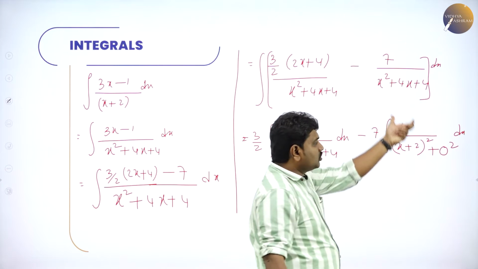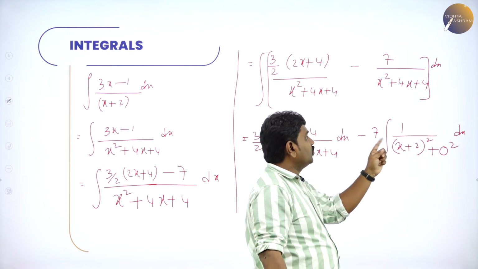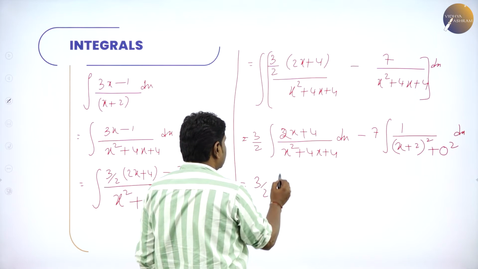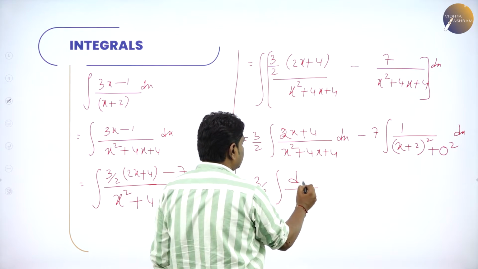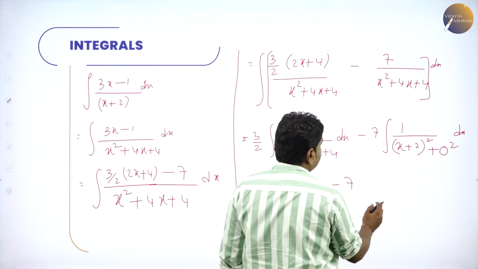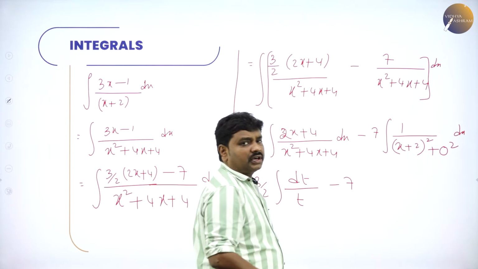What is x plus 2 the whole square? Minus 7 I took it out. I want to integrate. So now this can be written as dt by t. If I take this as t, this is dt, because this is derivative of denominator. Minus 7. So now you know it is in the form of what?